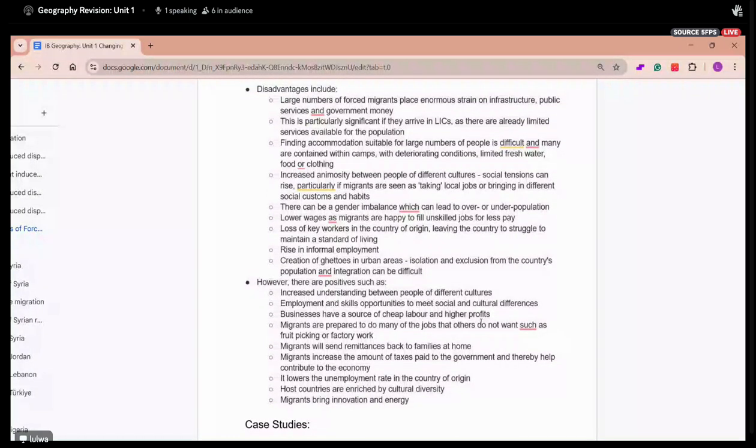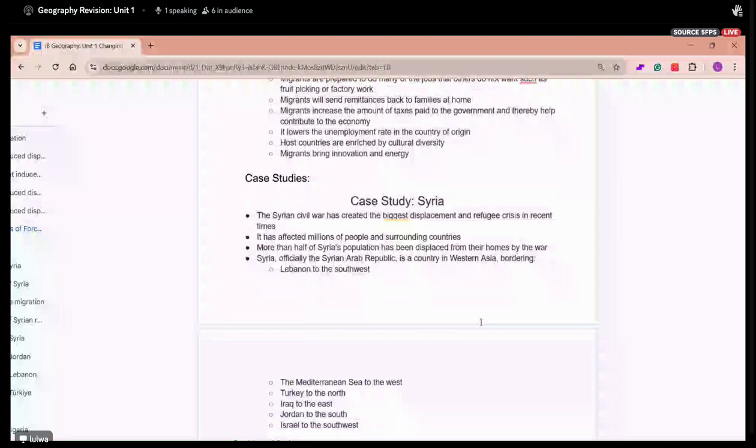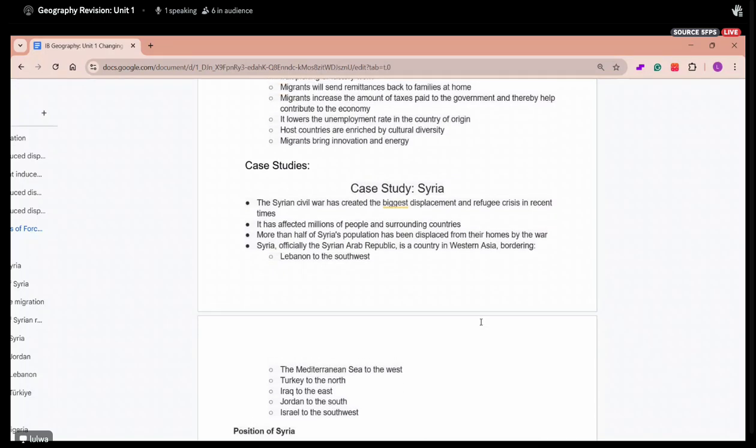Case study time. So, case study Syria. Syria's civil war created a really big displacement and refugee crisis in recent times. It has affected millions of people, and it's affected my country as well because I come from Lebanon. Because it borders Lebanon to the southwest. You have the Mediterranean, Turkey, Iraq, Jordan, and Israel.